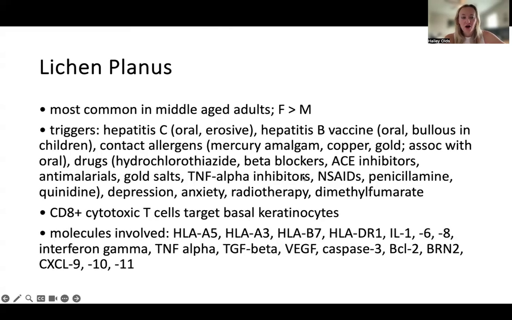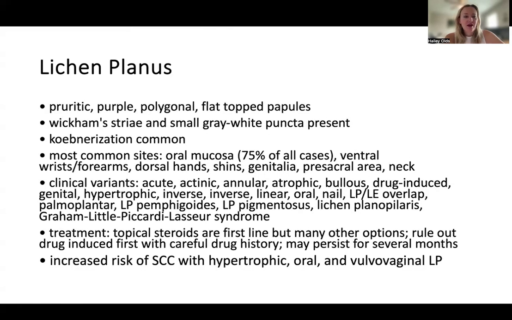So a little bit about the clinical. It can be triggered by a lot of different things, including hepatitis C, certain medications, depression, anxiety, and there are a lot of different genetic factors involved as well. These are the purple, pruritic, polygonal papules, and they're frequently on your volar wrists, but the oral mucosa can be involved, also shins and other areas. There are a lot of different clinical variants as well. And it's important to know that there's an increased risk for SCC with the hypertrophic, oral, and vulvovaginal subtypes.